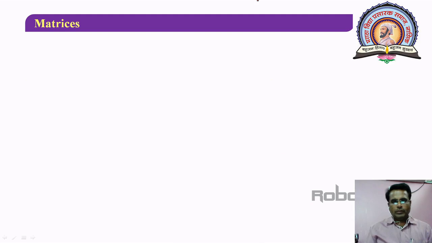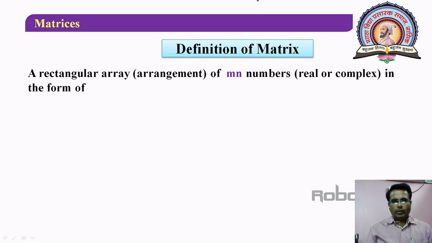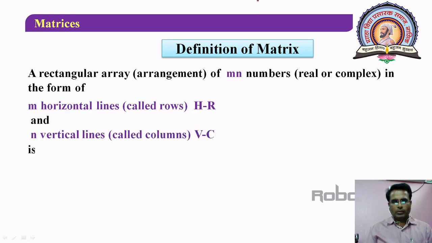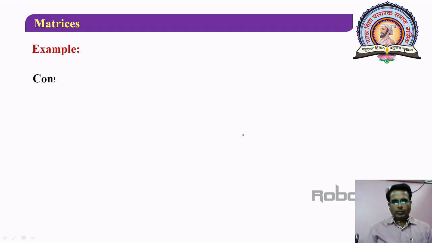Now see what is the definition of matrix. We saw in 11th that a rectangular array or arrangement of mn numbers, they may be real numbers or complex numbers, in the form of m horizontal lines called rows and n vertical lines called columns, is called a matrix of order m by n. It is read as m by n but written as m into n. That's a speciality of matrix. With an example we get it clear.